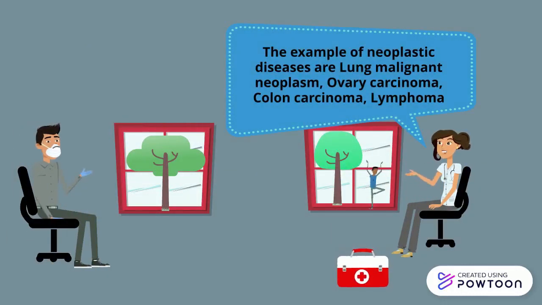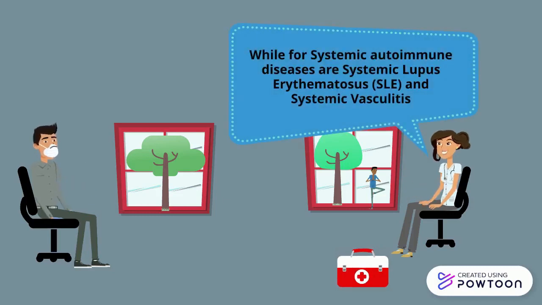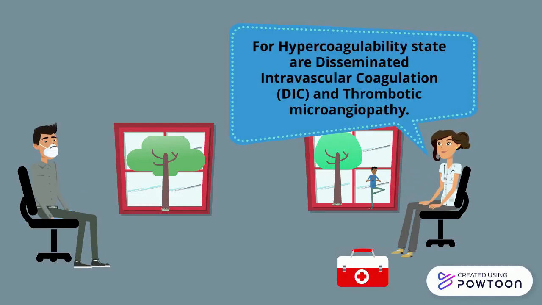Examples of neoplastic diseases are lung malignant neoplasm, ovary and colon carcinoma, and lymphoma, while systemic autoimmune diseases are SLE and vasculitis. Hypercoagulable states are DIC and thrombotic microangiopathy.